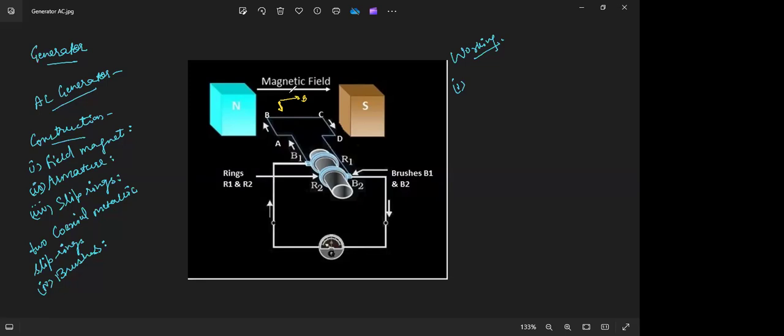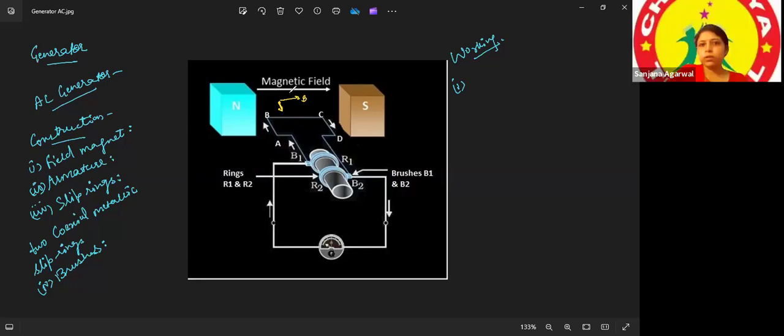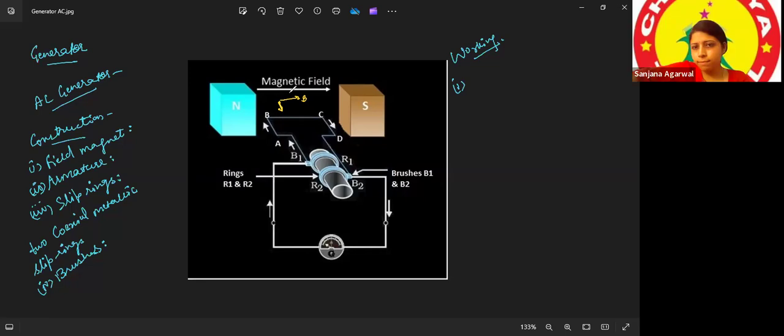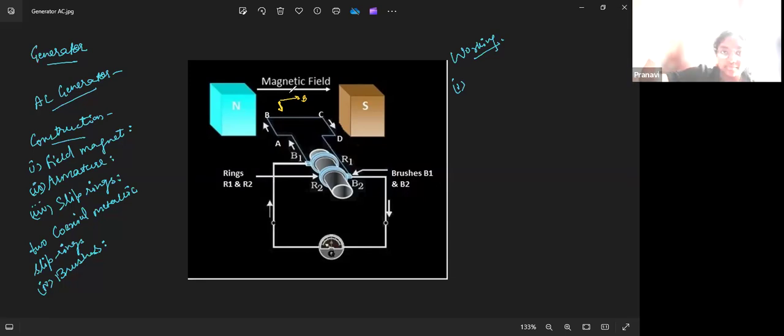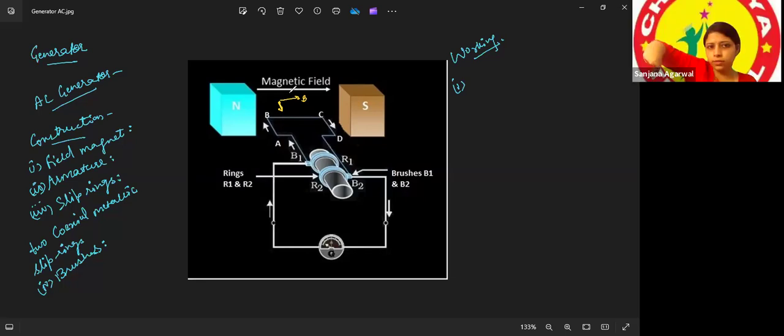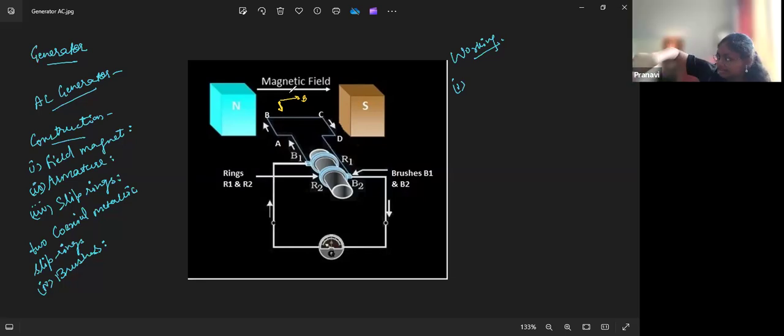The induced current, and if it is pushed downwards, so direction of current is? The magnetic field is this side and the force is down, so current goes towards us.